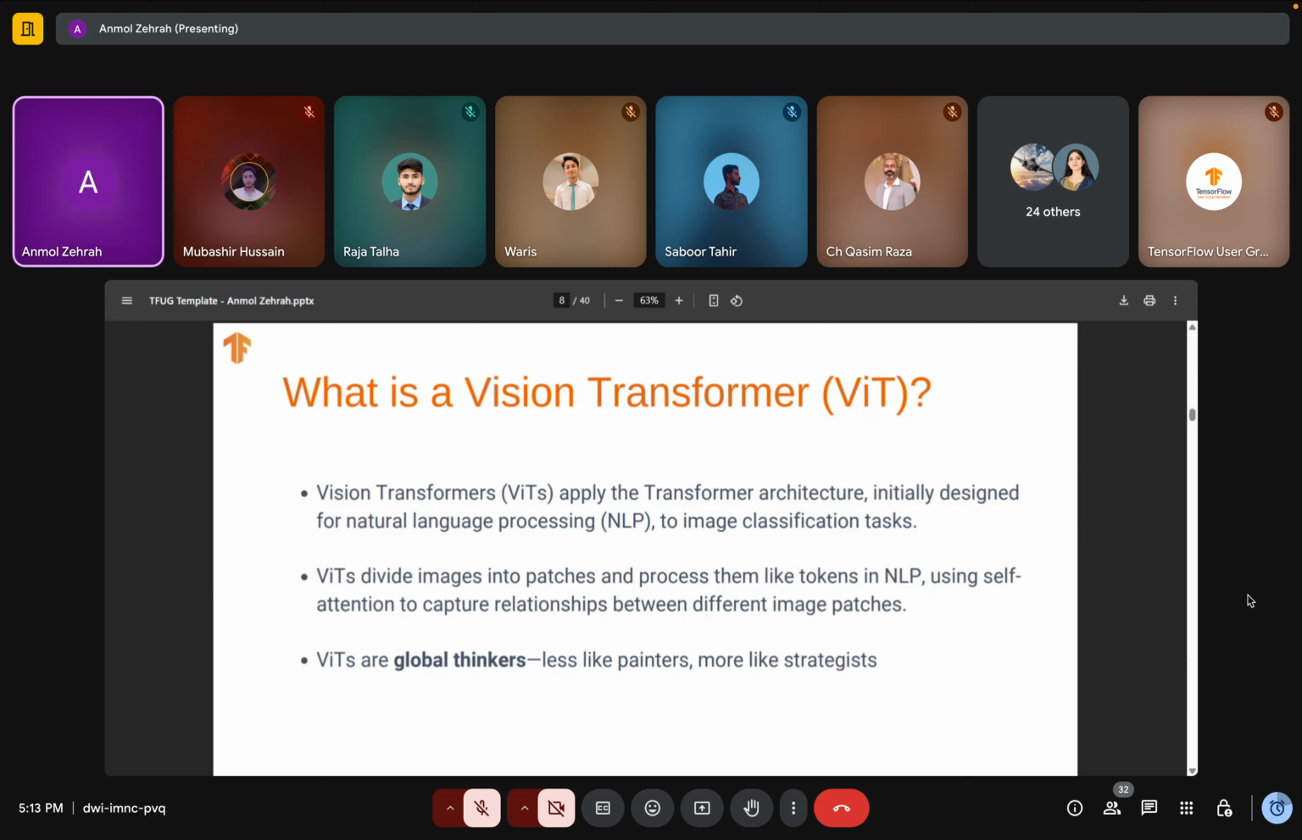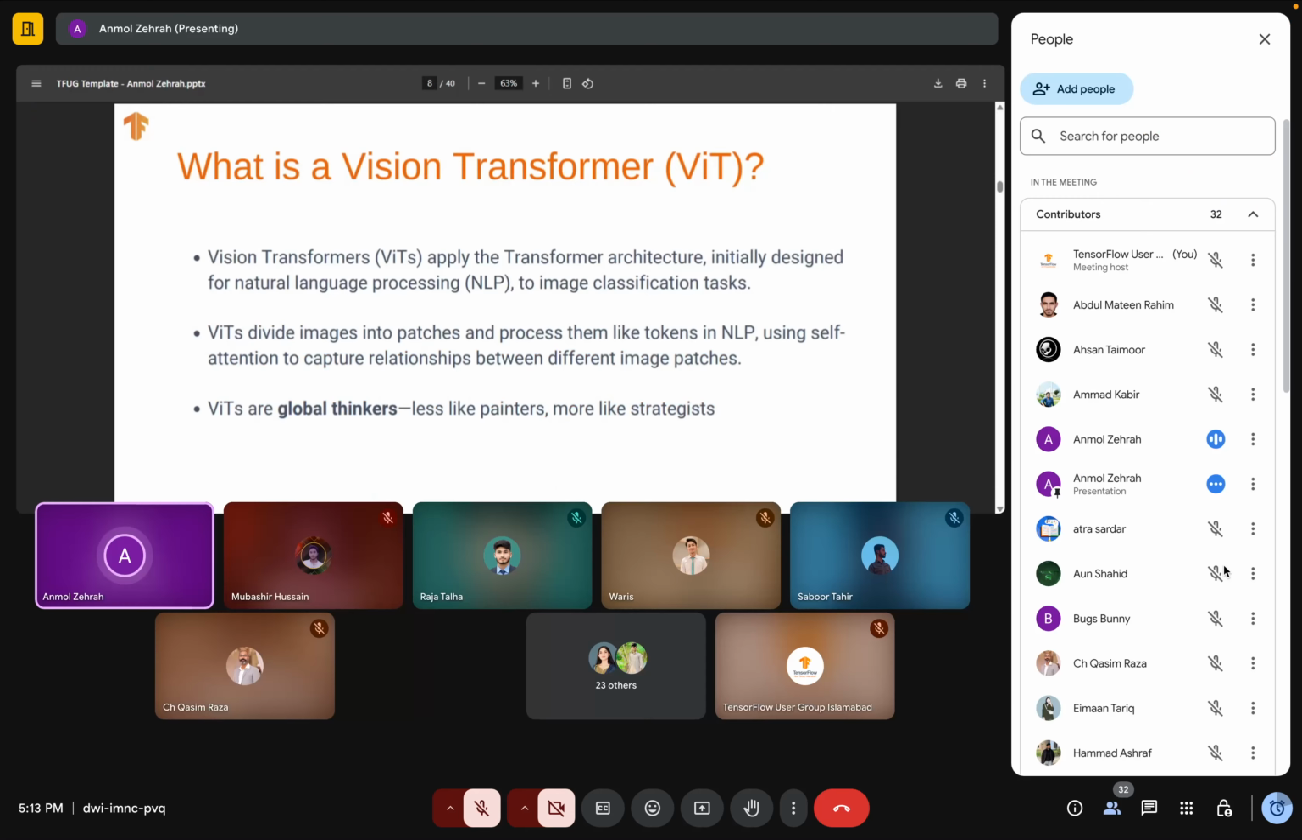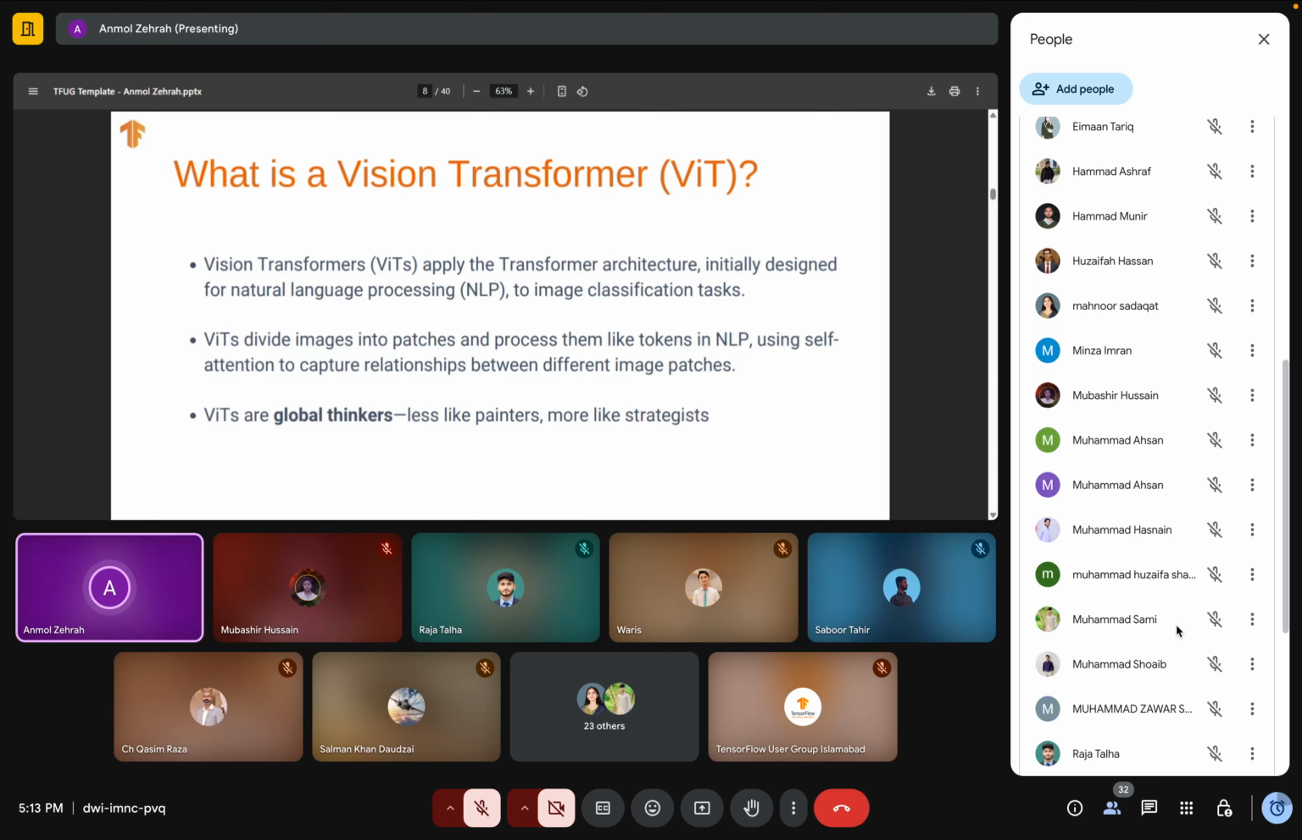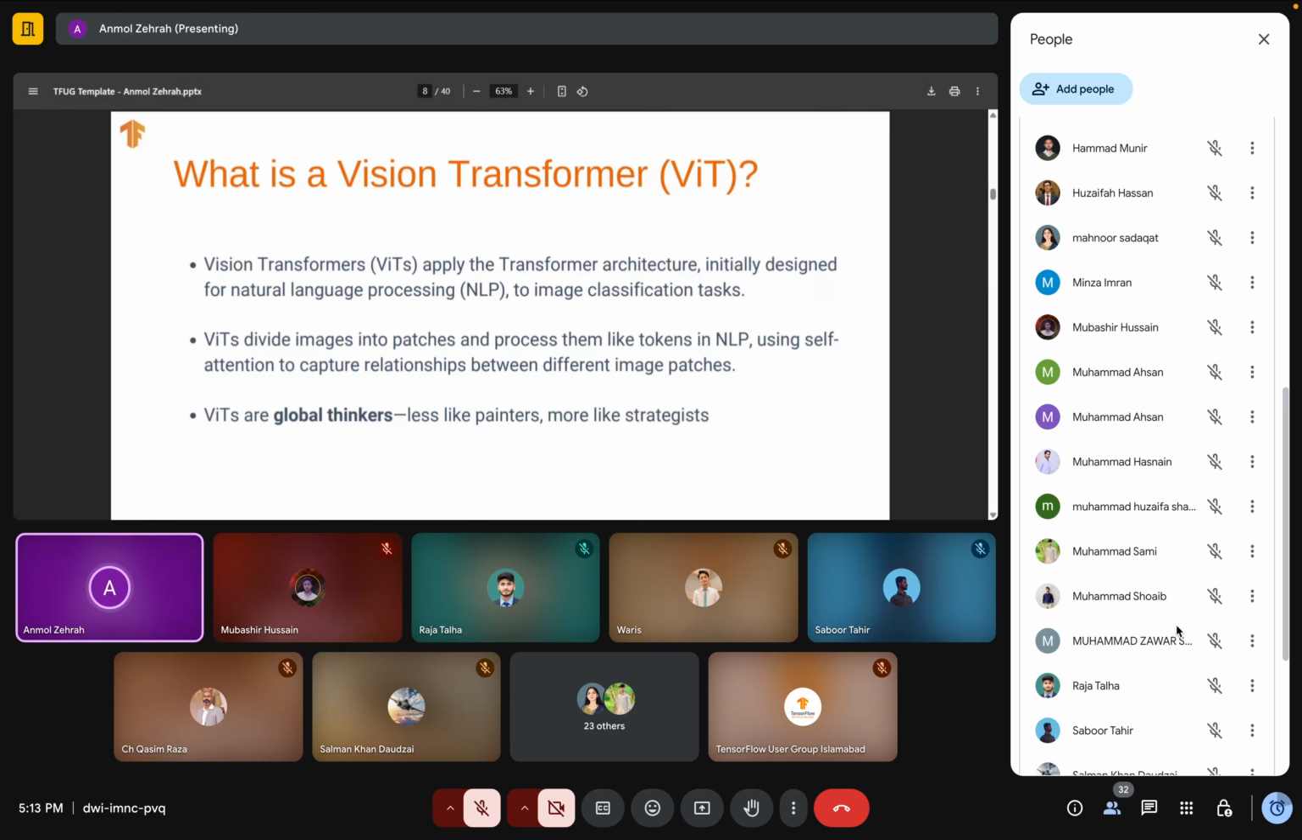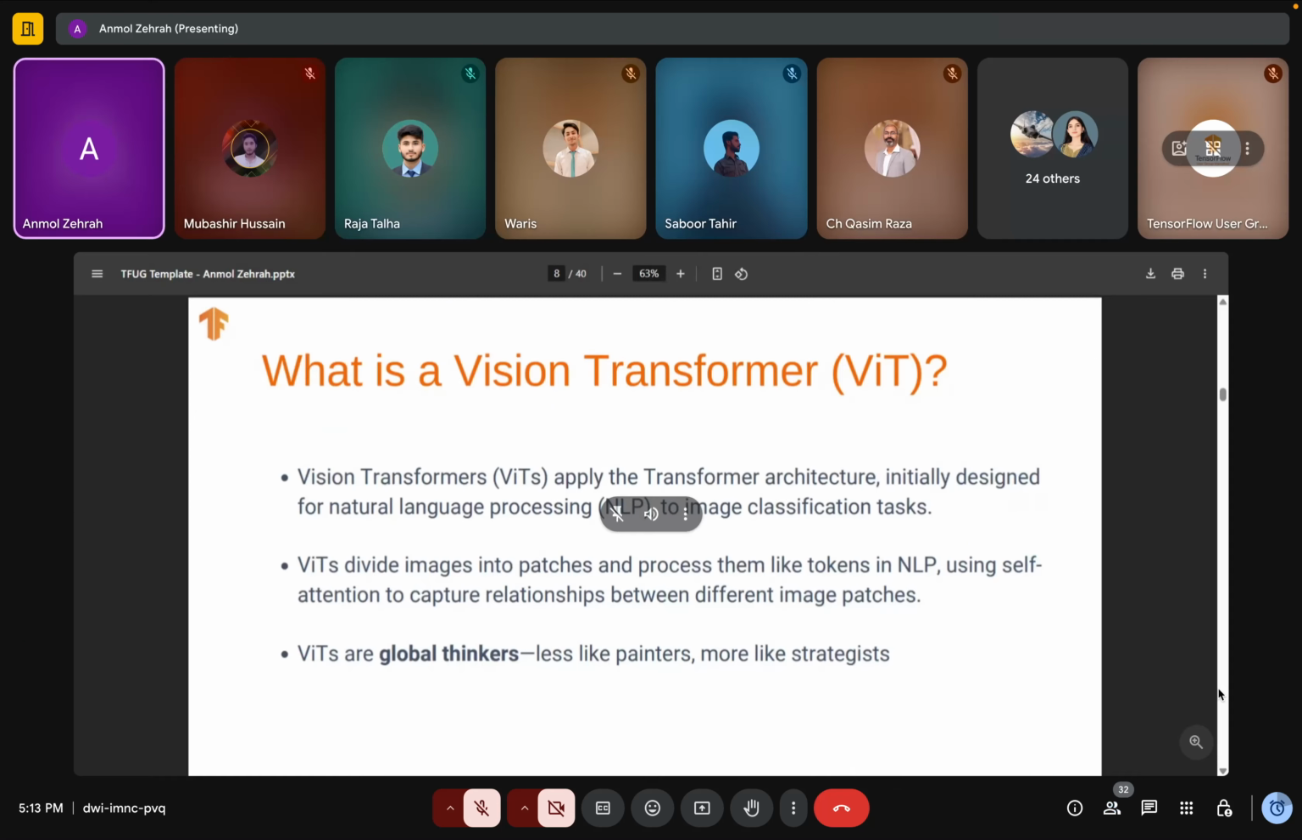CNNs scan images pixel by pixel. ViTs divide the image into equal sized patches. And then each of the patches is treated like a token. If I explain it in a textual form, we have a word in a sentence, and each word is a token. Similarly, each patch here is treated as a token.